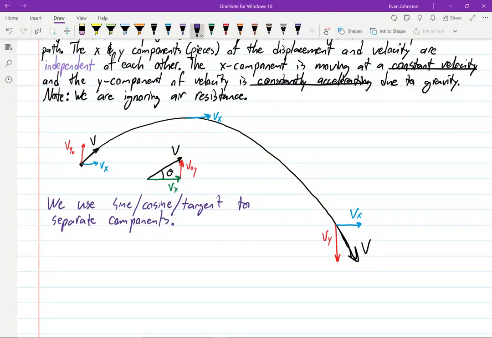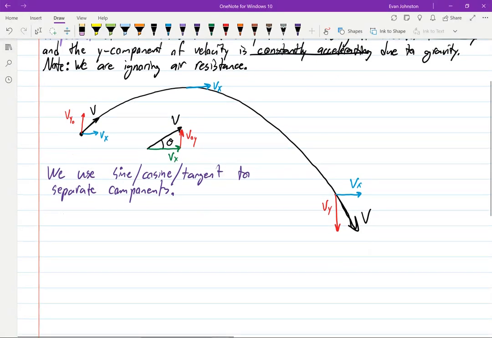And so we have to do this. We'll have to separate the components so that we end up looking at the y part and the x part. We'll actually look at these two parts separately. And so let's take a look at how we actually do that.